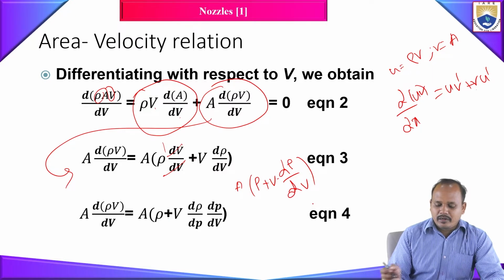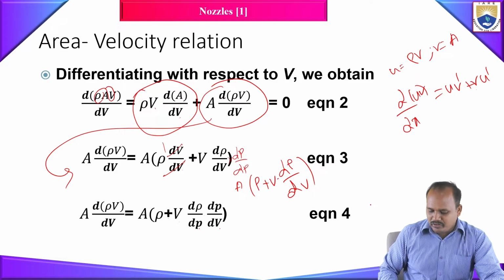Now what I'm going to do is multiply and divide by dp. So you'll have A into rho plus v d rho by dp times dp by dv. What I have done here is multiplied and divided by dp, so I have got this term. Let's say that is equation number 4.